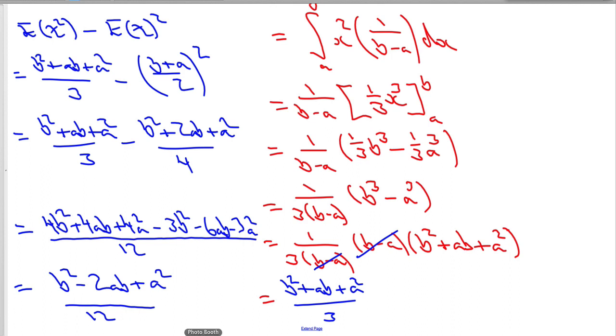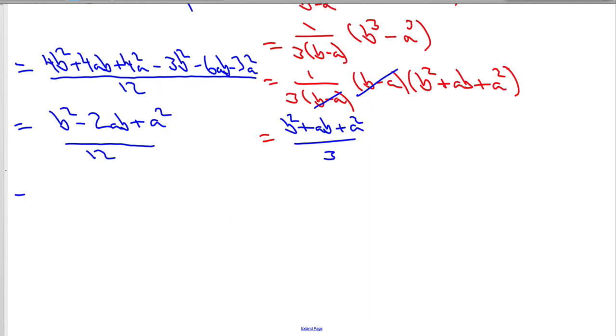And then there's one final little thing we can do. b squared minus 2ab plus a squared actually factorizes to b minus a, squared. b minus a times b minus a will give me this. So it's b minus a all squared over 12. And that's the result. So that is the variance for a continuous uniform distribution.